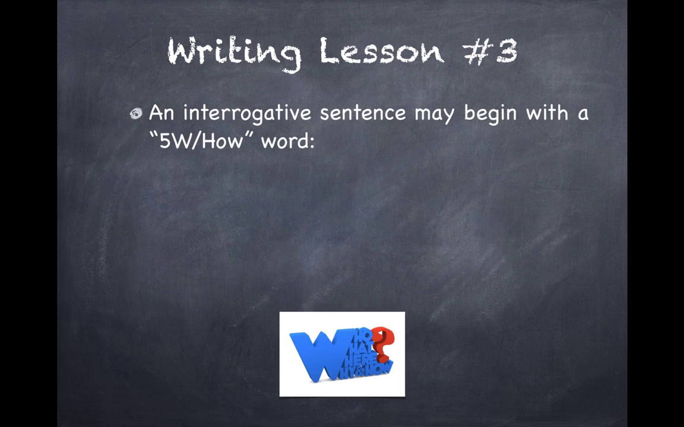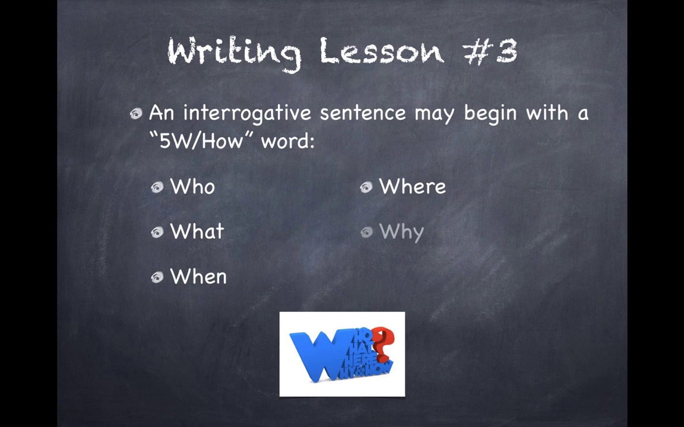Now, an interrogative sentence can also be identified another way. It may begin with what I like to call a 5W how word. Do you think you can name the 5W how words? They are who, what, when, where, why, and how. So if you see a sentence begin with one of these words, you should automatically know that it's going to be an interrogative sentence because these are question words or the 5W how words.